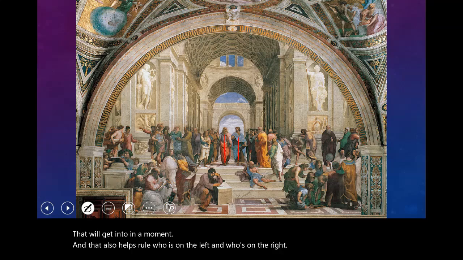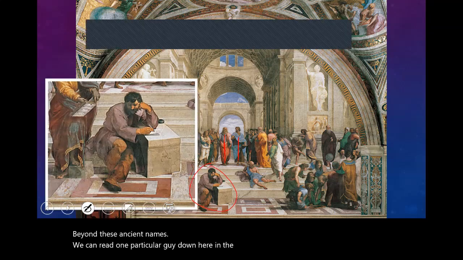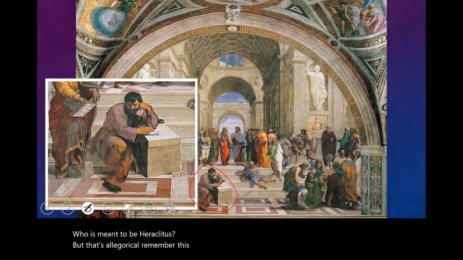Now, beyond these ancient names, we can read one particular guy down here in the foreground who is meant to be Heraclitus, but that's allegorical, remember. This is believed to be a portrait of none other than Michelangelo, who Raphael would have met or come across by this time. In all of his surly goodness, writing, thinking, contemplating.